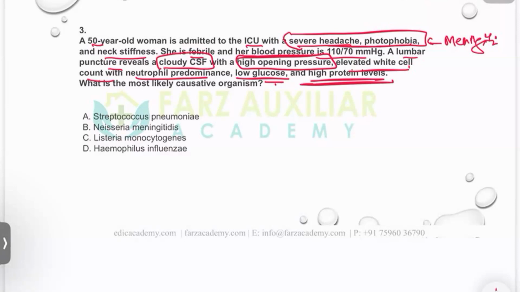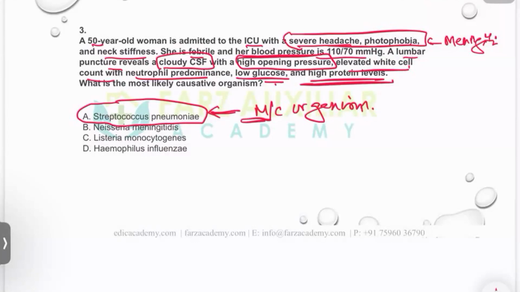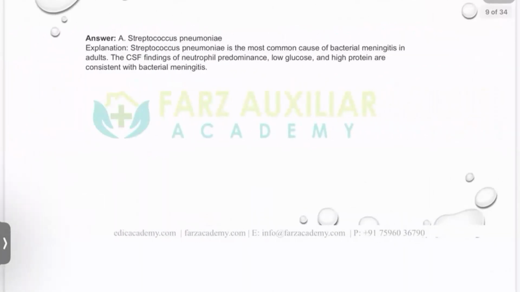Streptococcus. The answer is Streptococcus, most common organism. So Streptococcus pneumoniae is the most common cause of bacterial meningitis in adults. CSF shows neutrophil predominance, low glucose, high protein, and diplococci.